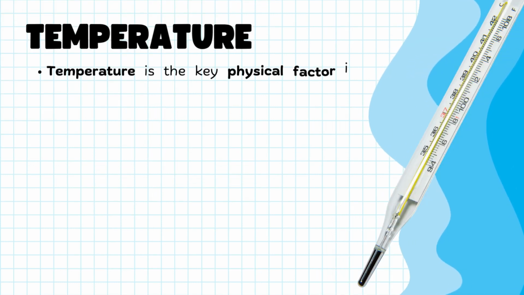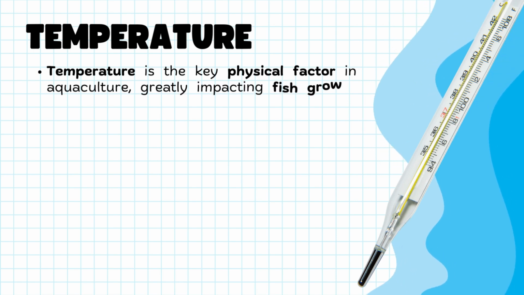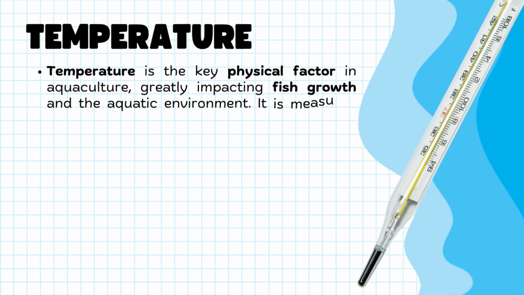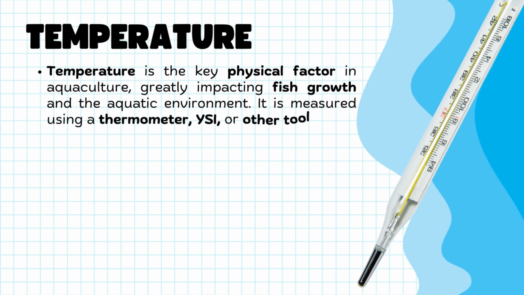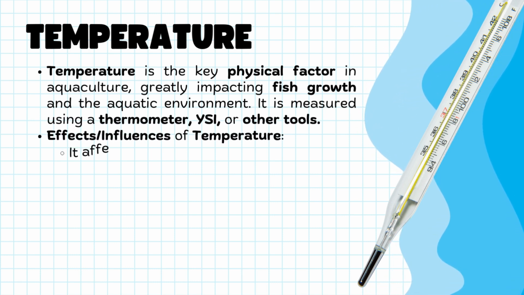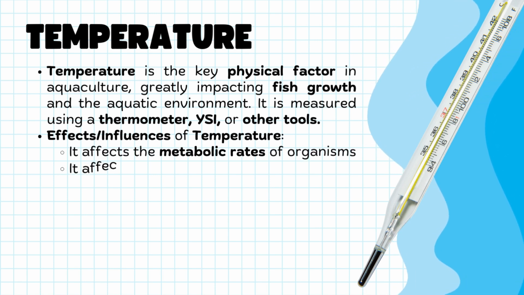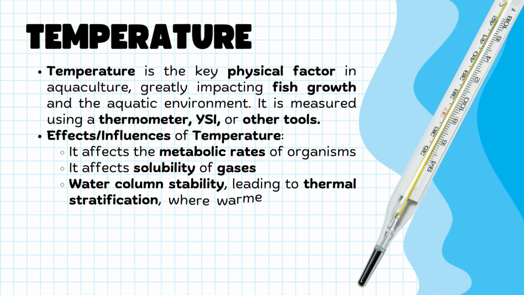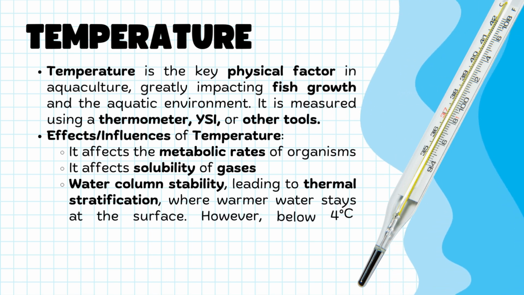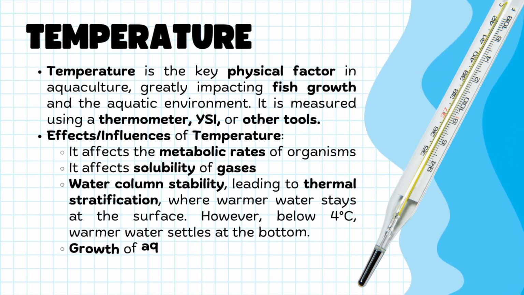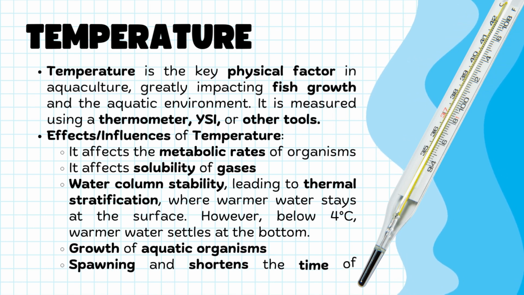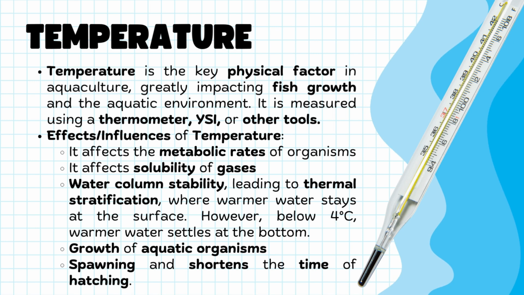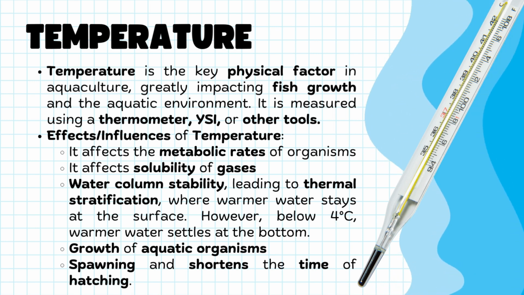So, let's talk about the first parameter, temperature. Temperature is the most important physical factor in aquaculture. It directly affects the growth, metabolism, and survival of fish and other aquatic organisms. Today, we'll be discussing how important temperature is, how it influences aquaculture, and why maintaining stable water temperature is very significant. As temperature increases, fish metabolism speeds up. This means that they breathe faster and consume more oxygen. However, if the temperature rises too much, it can cause stress, leading to reduced growth and even death.